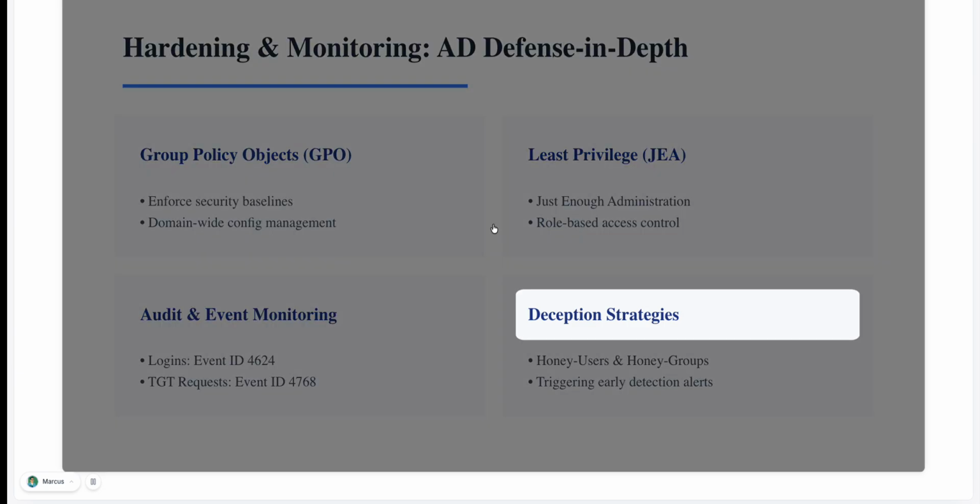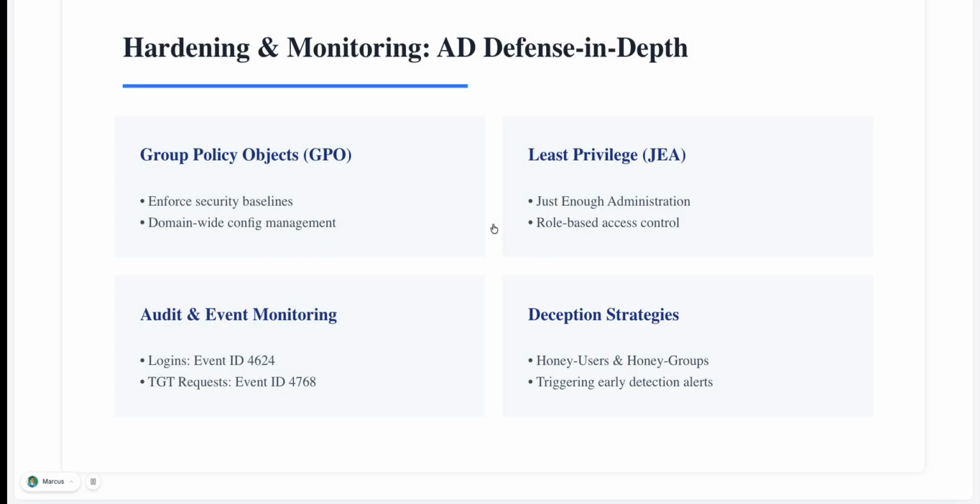Finally, we can use deception. By creating honey user accounts with high privilege names but no real permissions, we can set a silent alarm. Since no legitimate user should ever try to log into a honey account, any activity on it is a 100% certain indicator of an intruder.